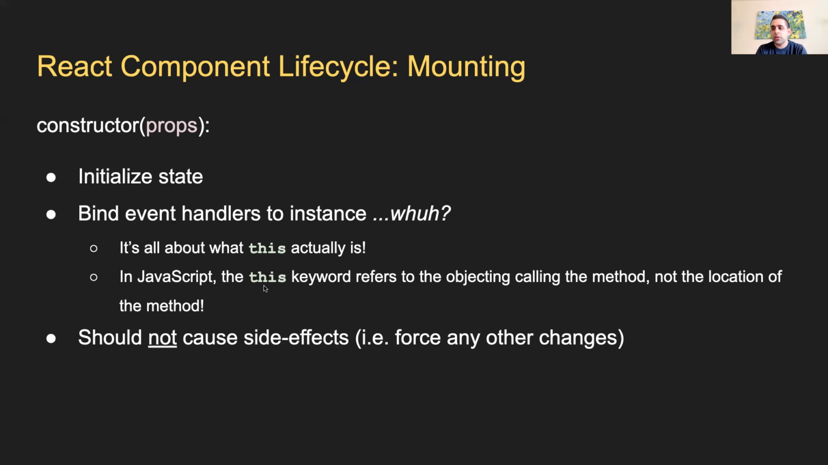In JavaScript, the this keyword refers to the object that's calling your method, not where your method is housed. So you might have a method defined in a class, but if someone outside of your class is calling that method, the this keyword is not going to refer to the class. It's going to refer to the caller. That's an important concept to keep in mind. It's not always intuitive, but you will encounter this if you are not binding your event handlers. We'll talk about other remedies for getting around this.